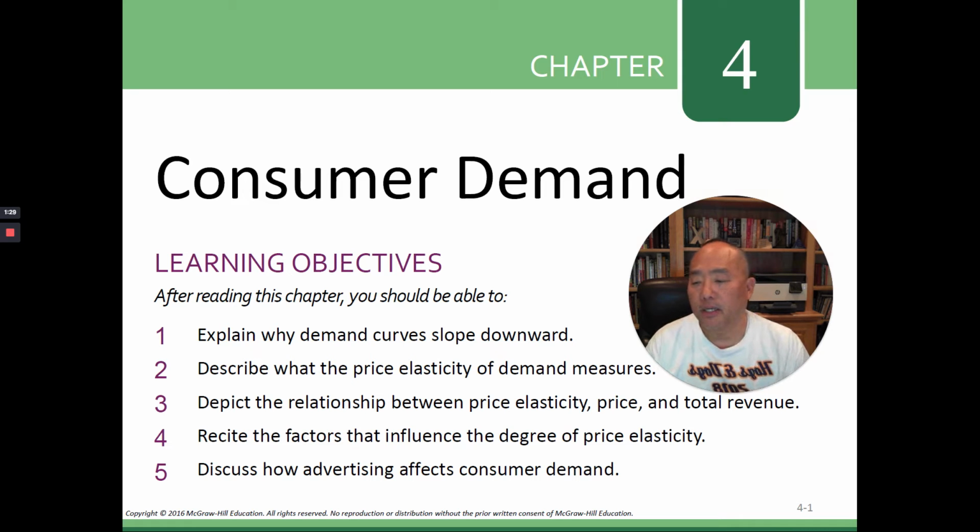Number 3, depict the relationship between price elasticity, price, and total revenue. Well, if a product or service is considered inelastic, that means that a change in price does not directly impact a shift in demand. Take, for example, gasoline. People need their transportation, so in the short term, when we see a shift in the price of gasoline, we don't see that impact the demand.